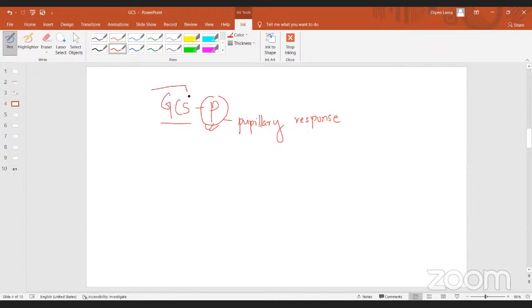So GCS is the same. The maximum score is 15, with E4, V5, M6. So the E, V, M components are there in GCS, but P is added. That is pupillary response. So we should know the pupillary response score. We look at the pupil in the eye, and it is responsive or unresponsive to light.